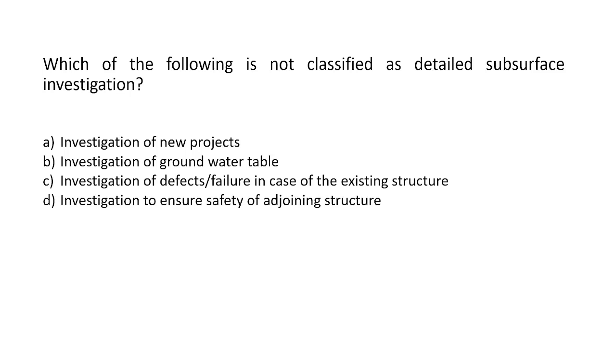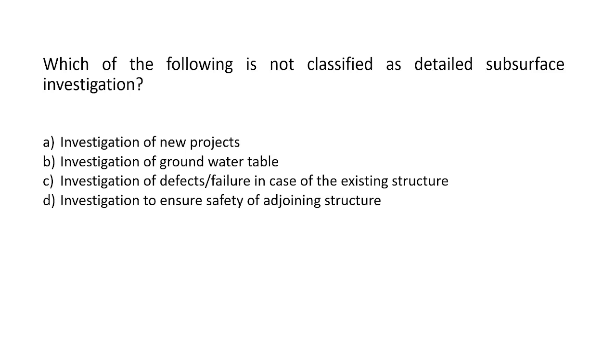So as we have discussed, the answer for this will be, we know that investigation of groundwater table, because groundwater table we can get from the maps or the CGWB data that we have, right? So from there we can get this, and that will come under the preliminary investigation. So the answer for this, which is not classified as detailed investigation, is the investigation of groundwater table.